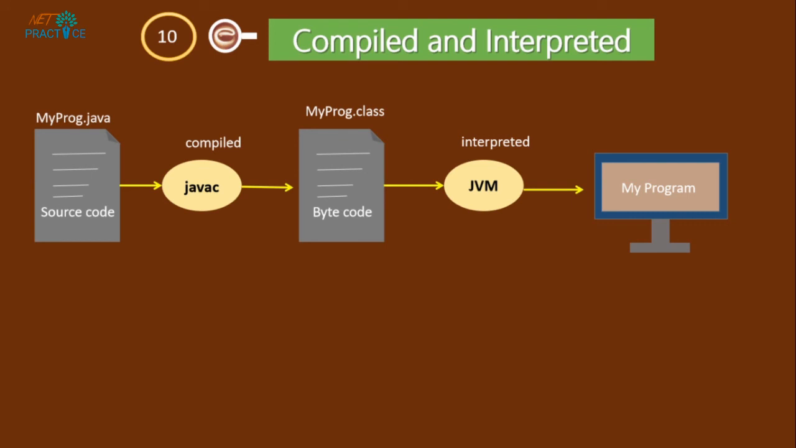Now Java is both compiled and interpreted. So your Java source code is compiled by the Java compiler. Then that compiler produces your class file, and this class file is interpreted by the Java virtual machine. So that's why Java is both compiled and interpreted.